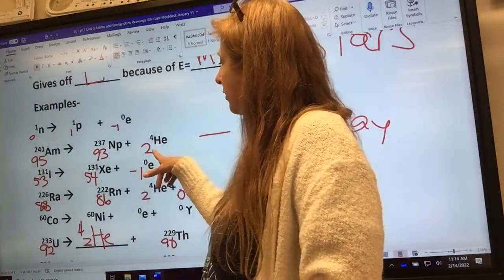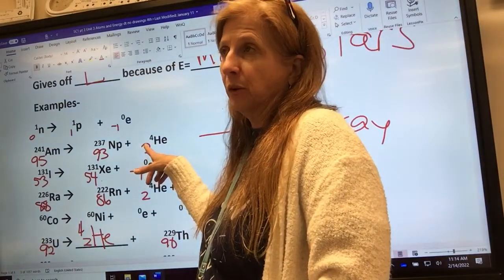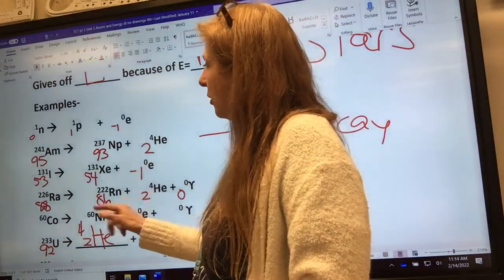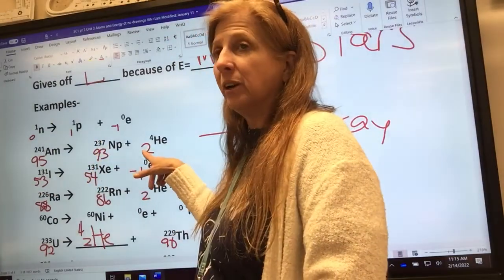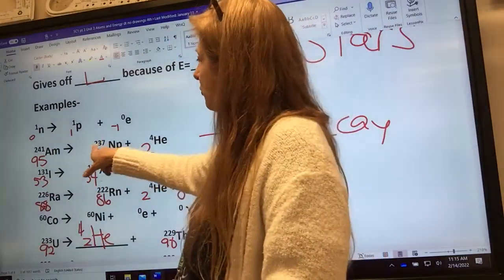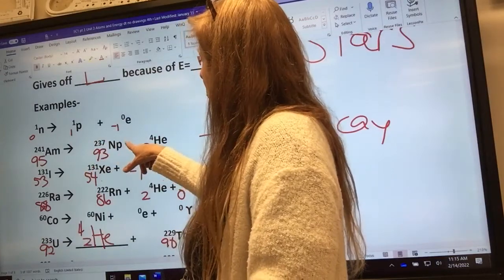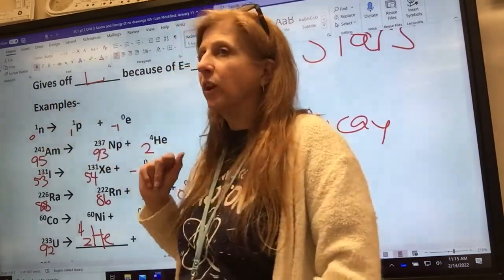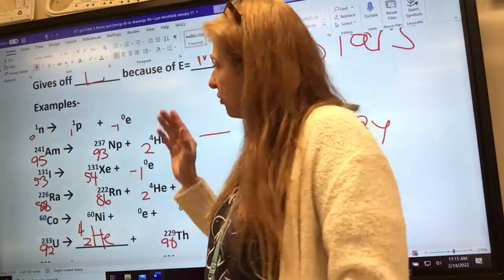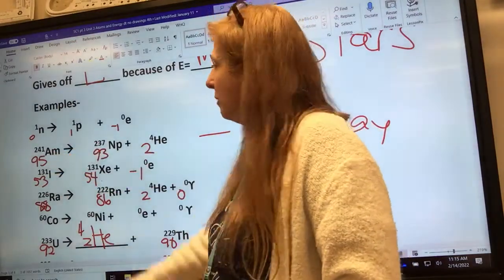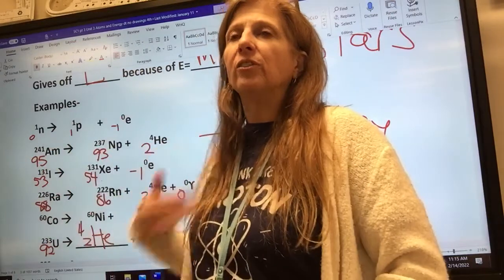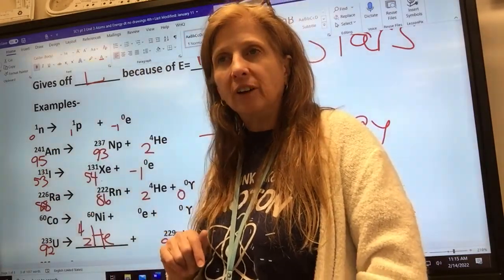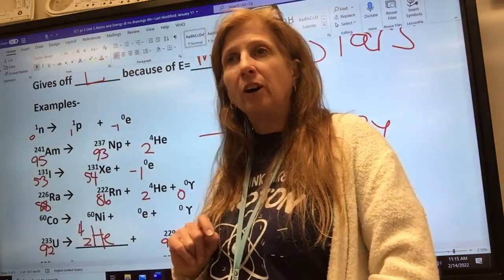And the subscript for helium is 2. Now, does the math work? Is 95 equal to 93 plus 2? Yes. Is 237 plus 4 equal to 241? Yes. So I can give you this problem and leave some numbers out, and you can solve for the missing numbers. Do you see how it's going to work?